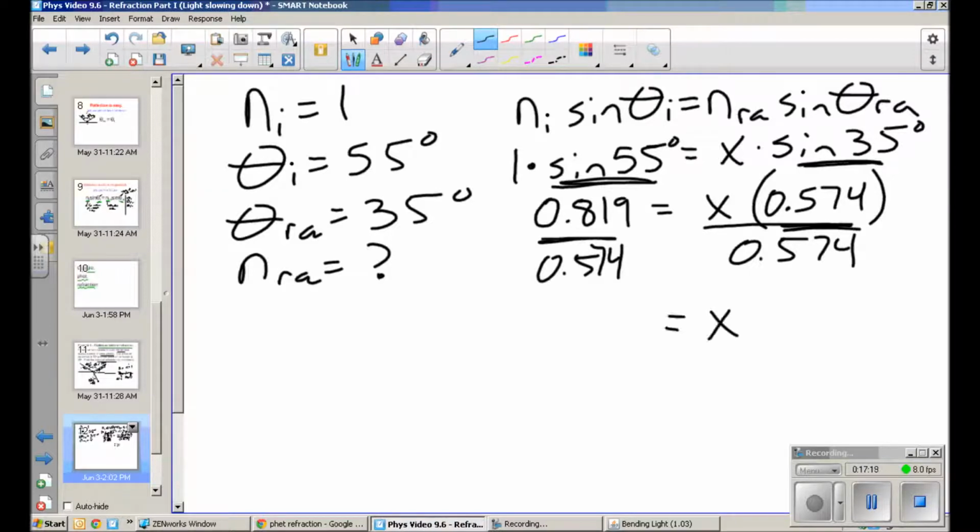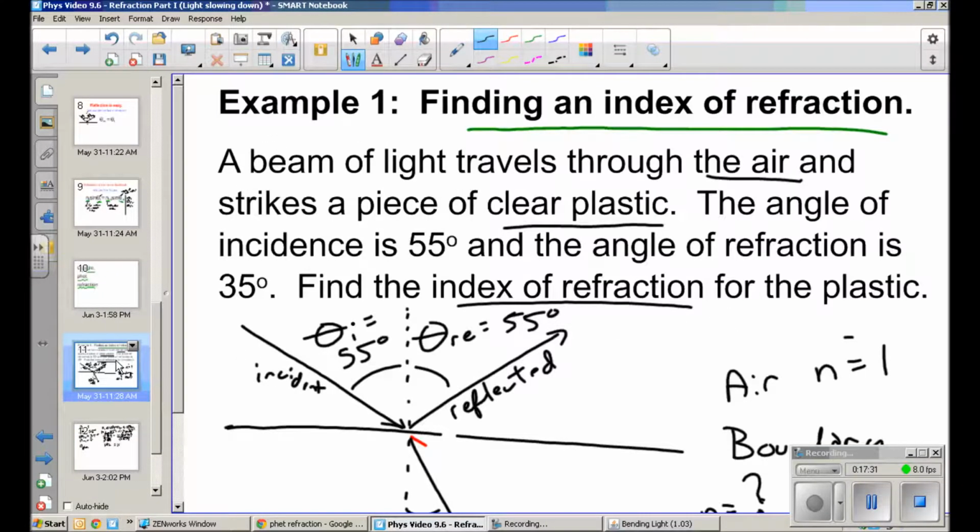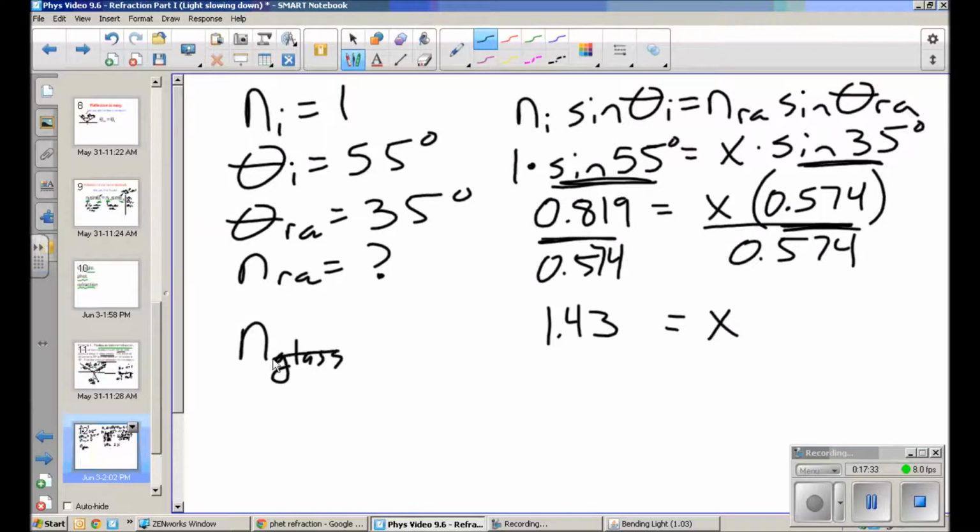And you get x equals, so that gives you 1.43. So that represents N for our, what were we looking at, glass? Plastic? I don't remember now what it was. I guess I should go back. Oh, it was plastic. N for plastic, this particular piece of plastic, is 1.43.